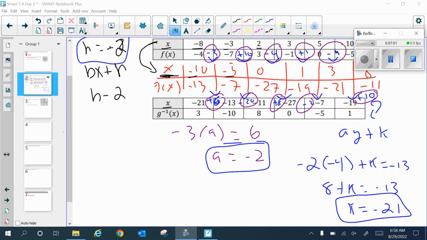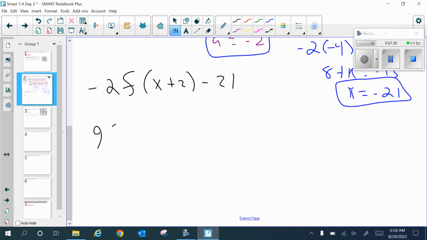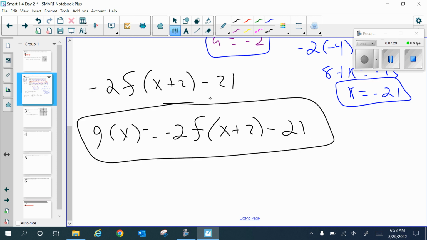All right, so I have my a, h, and k value. I have everything I need, so I'm just going to plug it all into my equation. So what I end up getting is -2 from the a value times f of x minus 2, so we get x plus 2, all plus my k value of -21. And let's actually write this a little more properly. That should be g of x equals -2 times f of x plus 2 minus 21. And that's going to be my answer for number 4.